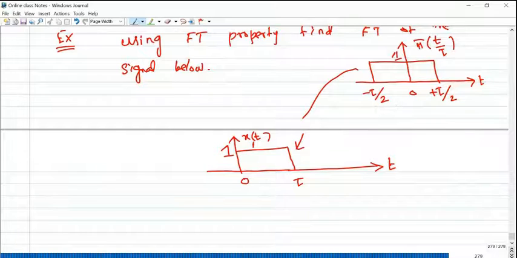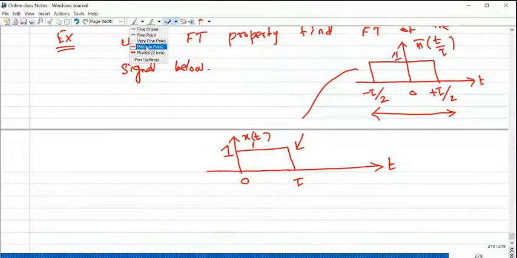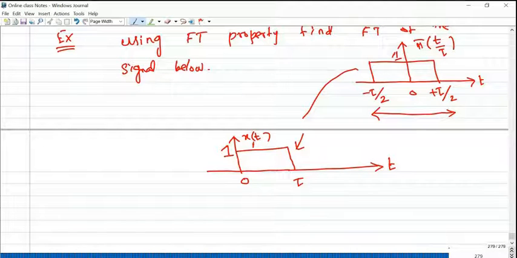Minus tau by 2 to tau by 2. That means, what is the total time duration of this standard function? Please reply. Tau. So tau. Now look at this signal. What is the total time? Tau. So how much has the signal shifted to the right side now? Tau by 2. Only tau by 2, right? So from here, the signal is shifted only by tau by 2.